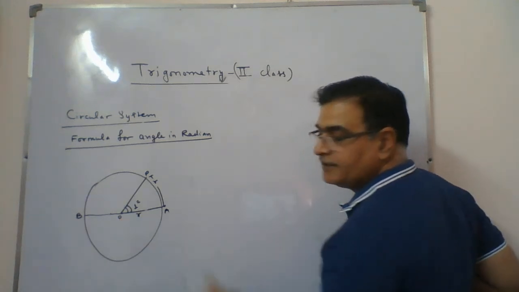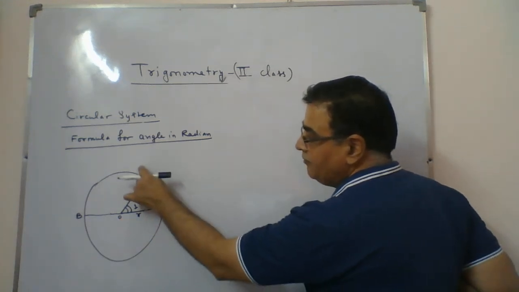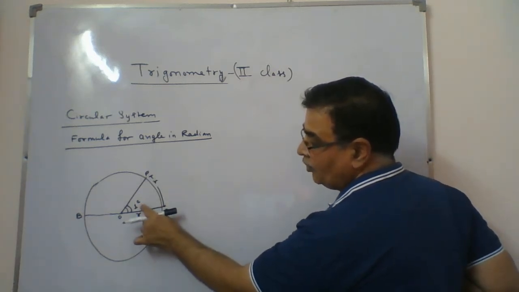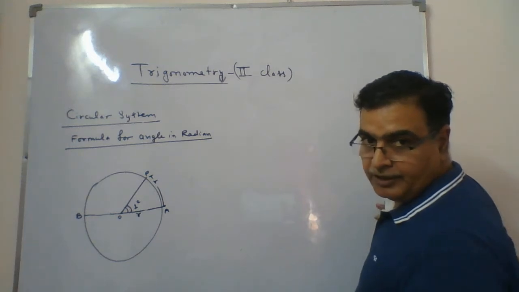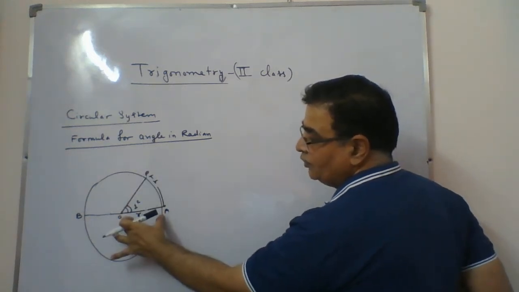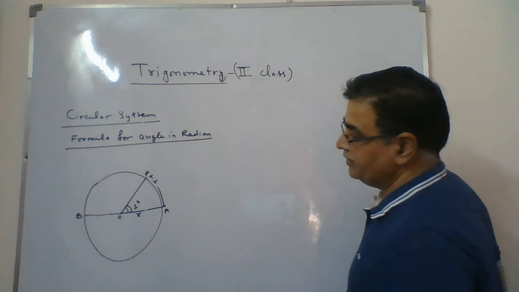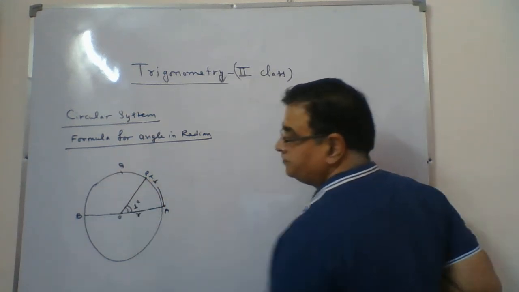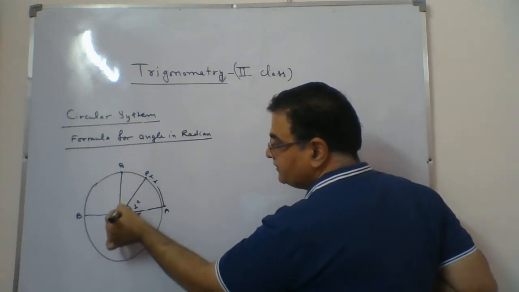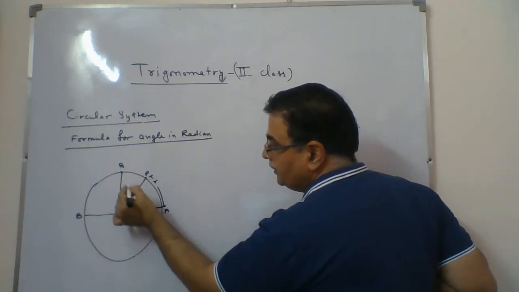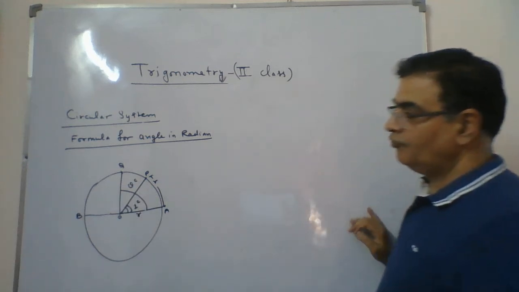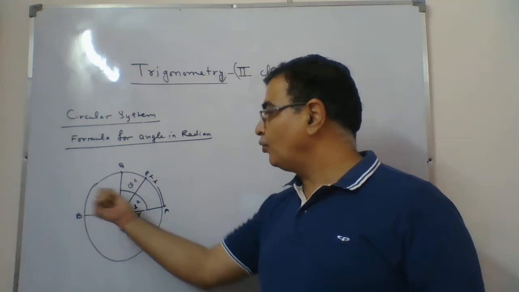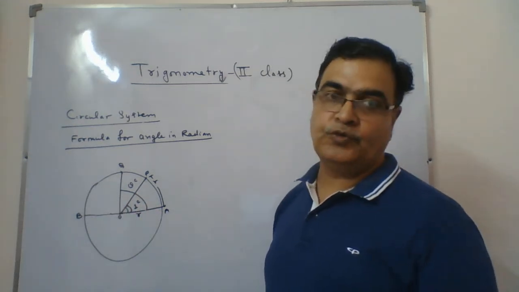OA is the radius of the circle. AP will be the small r, that is the radius of the circle. So automatically this angle will be 1 radian, because the length of arc is equal to the radius, then angle subtended is 1 radian. Now I'll extend this P to Q. Then in that case, let this angle come out to be theta radian. We should calculate what this theta radian will be. I know this is 1 radian, but what is this angle theta radian, we should find out.